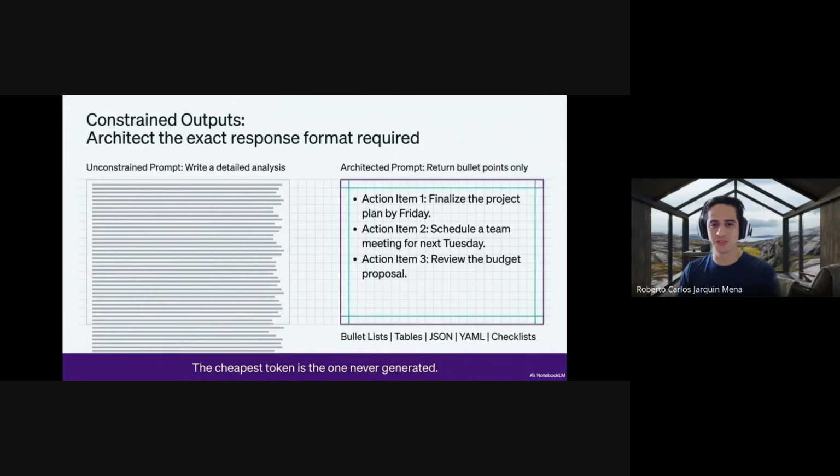What is the key takeaway of this? Well, the cheapest token is the one that is never generated. What's the benefit of this? Well, lower token usage, easier automation, more consistent responses, less unnecessary content. Do you have any questions for this?